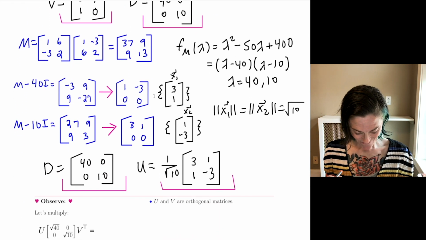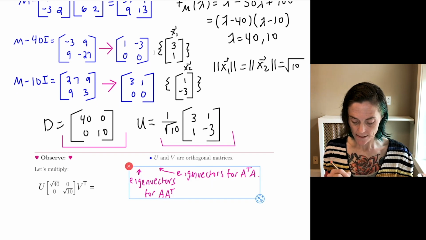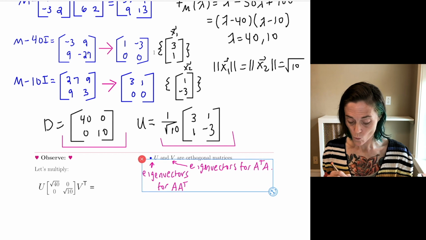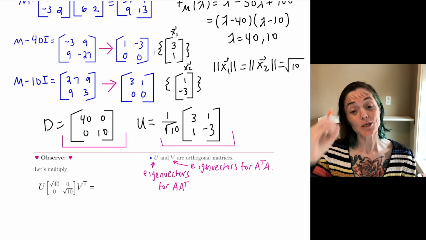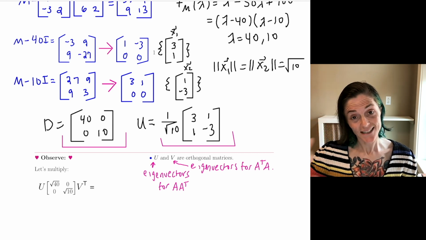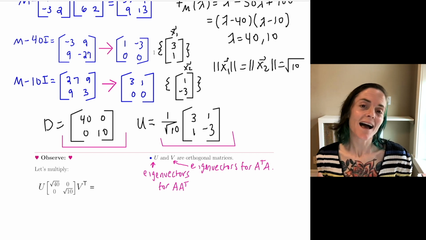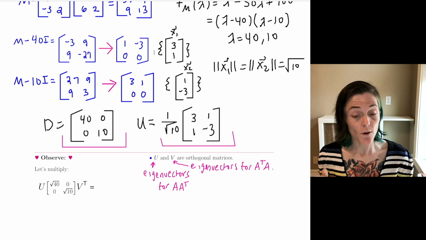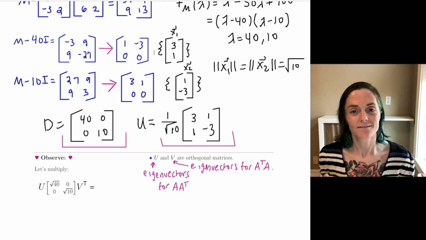Now, let's make a comment here. In fact, I can just paste my one remark. The matrices U and V are orthogonal matrices. Okay, this was part of the process. U consists of eigenvectors for A transpose. V consists of eigenvectors for A transpose A.